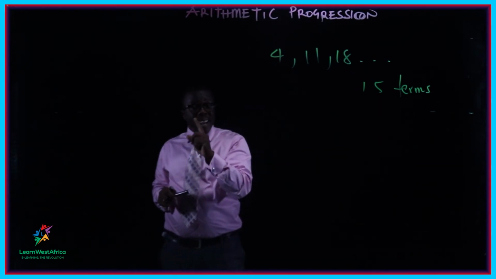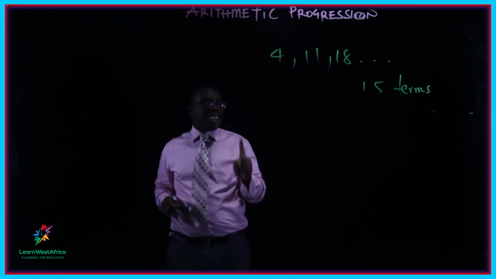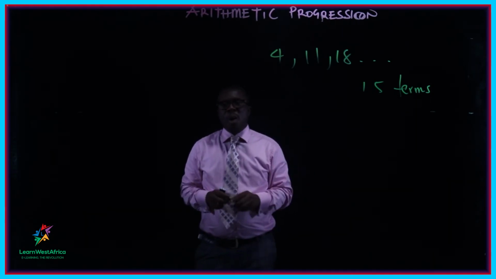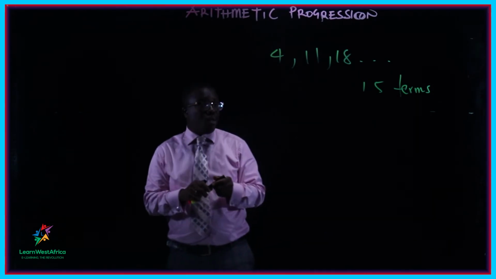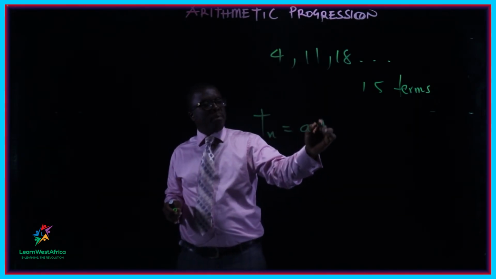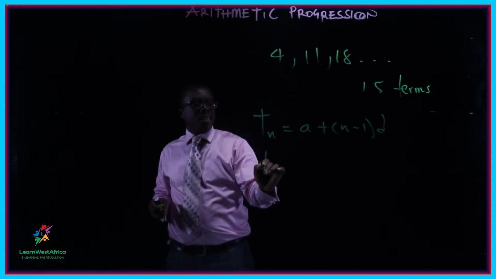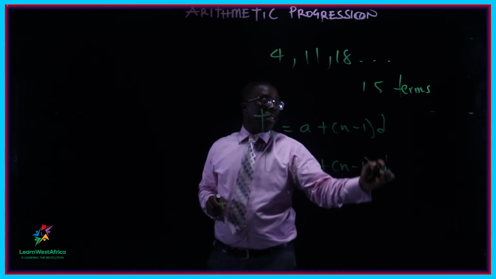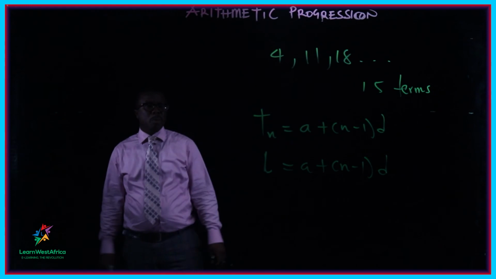Remember, we are not saying that the last term is 15. Watch it. They're not saying the last term is 15. It has 15 terms. So we know that the last term, which will also be Tn, will be A plus N minus 1 D. This is the same as the last term L being equal to A plus N minus 1 D. You can just write L so that you don't get confused, but you can still maintain it with the Tn.